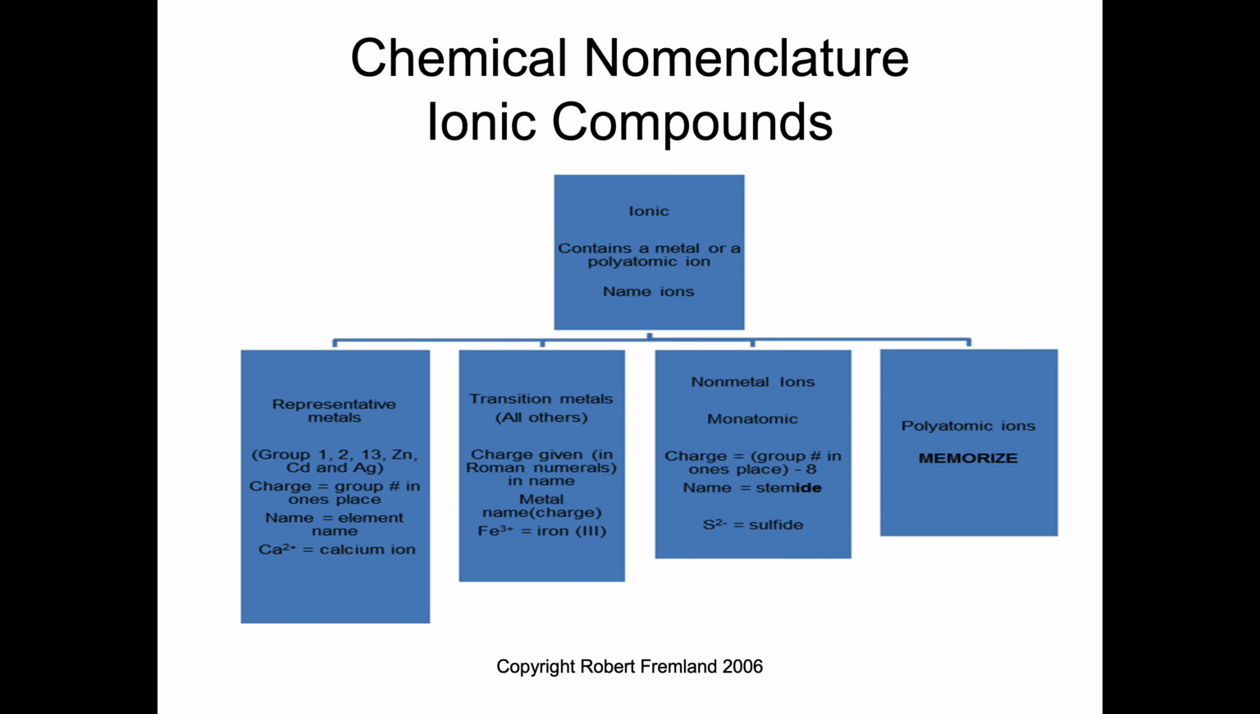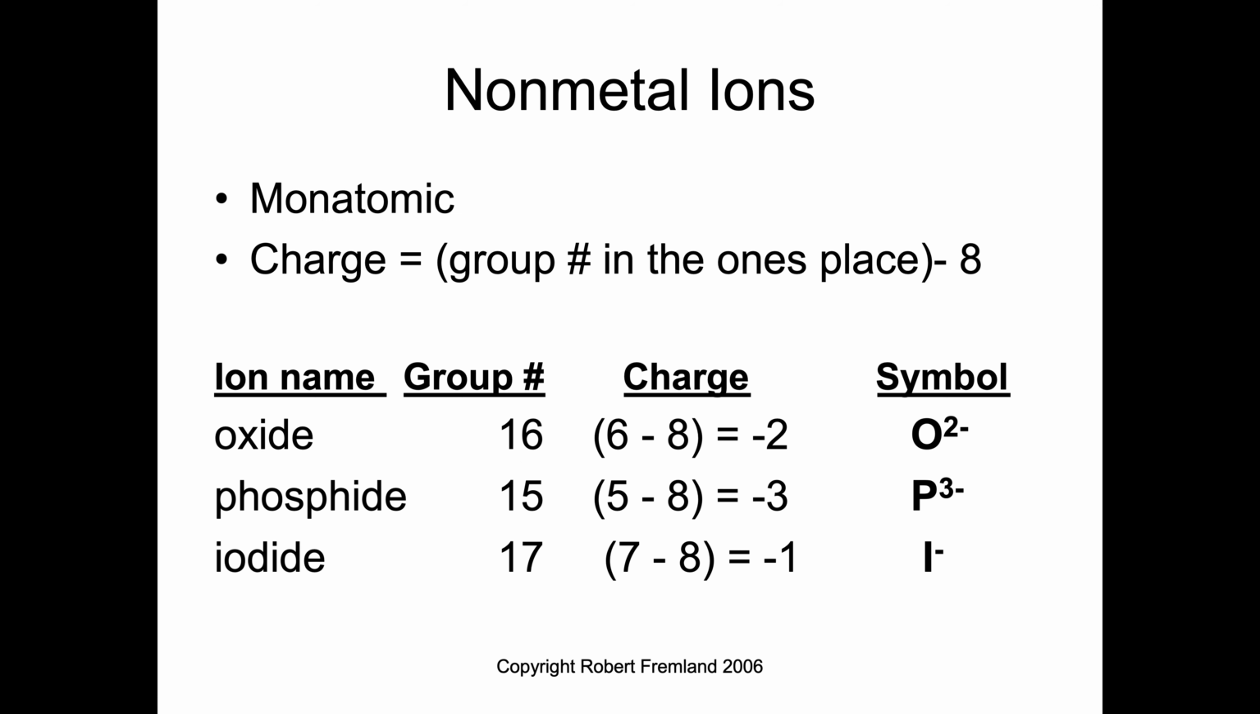All right? So the nonmetal ions, okay, you know where the nonmetals are on the periodic table. Remember that nonmetals form negatively charged ions. For these, it's the group number in the ones place minus 8. So it's a little bit of math. The name of nonmetal ions is the stem name with an "ide" suffix, that's I-D-E. So oxide is from oxygen. Oxygen is in group 16, so its charge is -2.